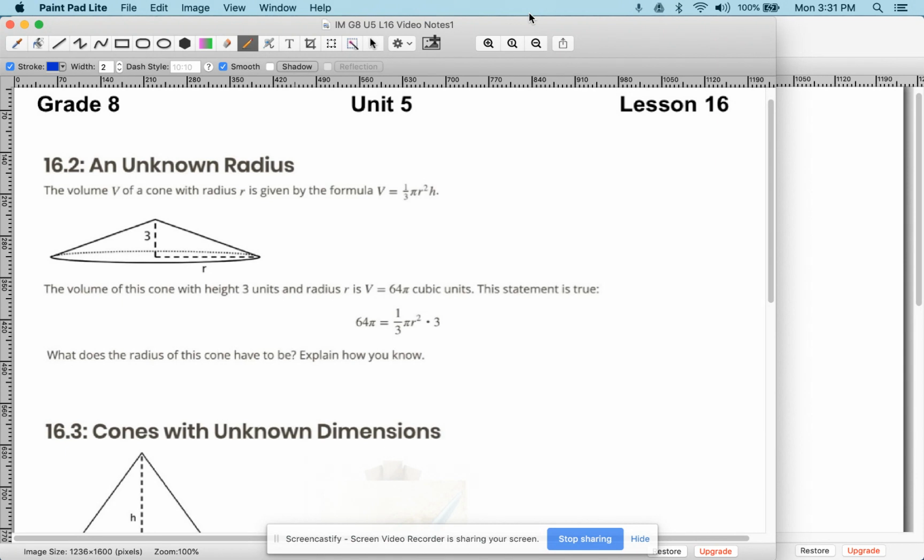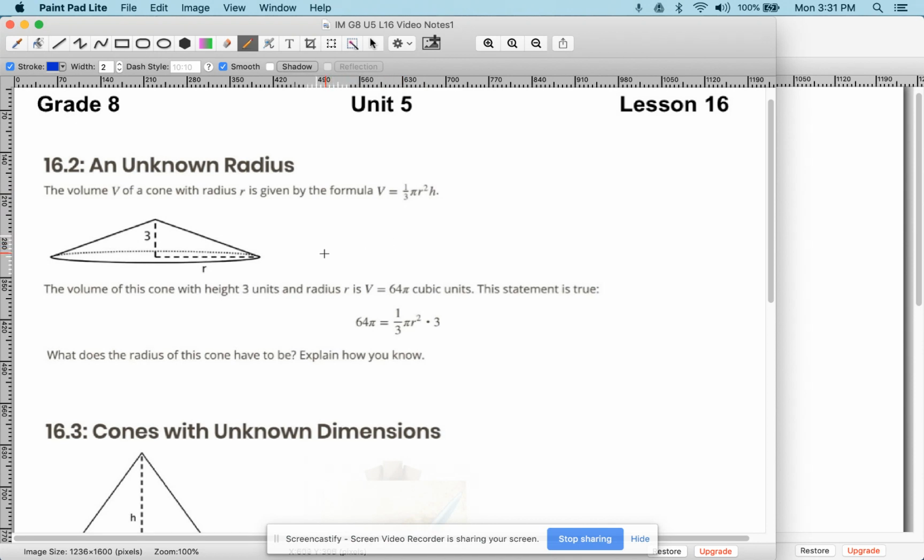So the first thing we're going to look at is section 2, and it's called an unknown radius. The section says that the volume V of a cone with a radius R is given by this formula. And this is the formula you talked about in class yesterday. It's volume of a cone equals 1/3 times pi times the radius squared times the height.